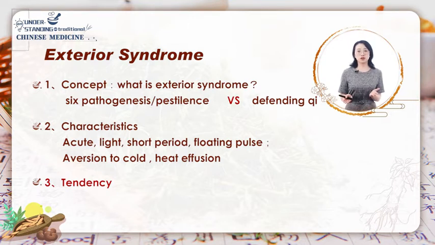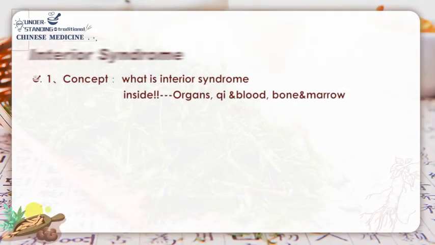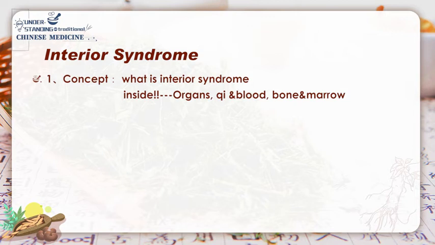The corresponding syndrome of exterior is the interior syndrome. It refers to interior physiologic changes, with the zangfu organs, qi, blood, and bone marrow involved. The clinical manifestations cover a wide range. We will have the detailed explanation in the zangfu syndrome differentiation chapter, but we should know the three causes for this syndrome.